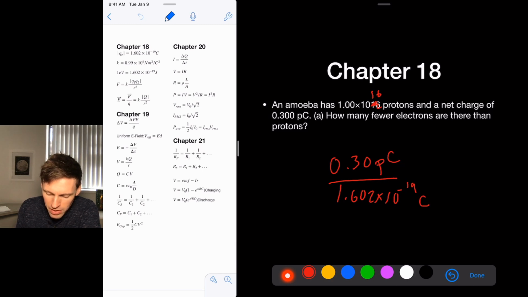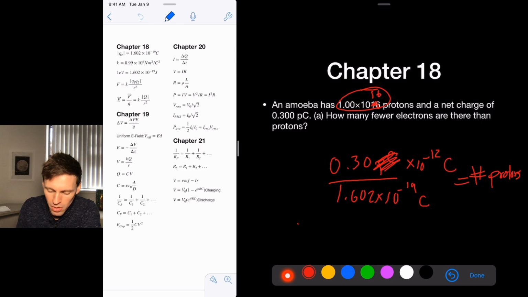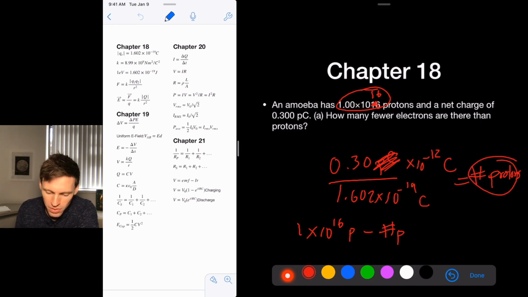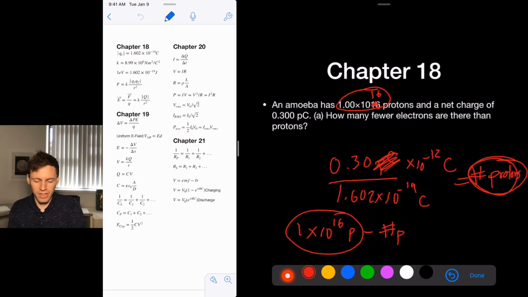By the way, this pico is the same as times 10 to the minus 12 coulombs. And that's what a picocoulomb is. So you divide those two things, that's going to give you the number of excess protons. So if you have 1 times 10 to the 16 protons, minus the number of protons you calculate that are extra will tell you how many electrons are there. Because if there's this many protons and that many of them are above the number of electrons, then you can calculate that from there.